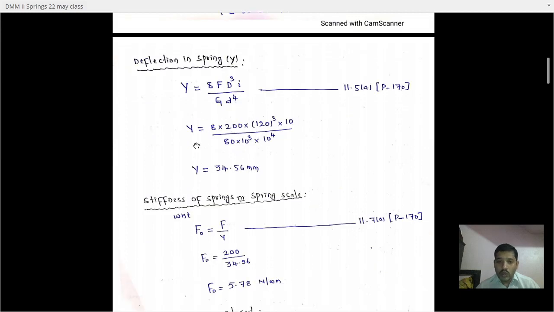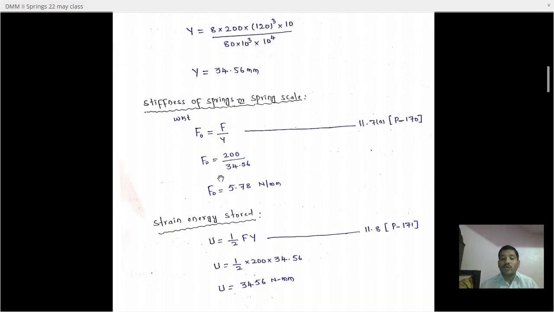Okay dear. So if you divide this whole value, D is nothing but 10 only. Here, how much power is there? 4. If you divide the whole value with the help of a calculator, then you will get the answer: deflection in the spring is 34.56 mm. Is it right? After getting the deflection of the spring, we need to find out the stiffness of the spring.